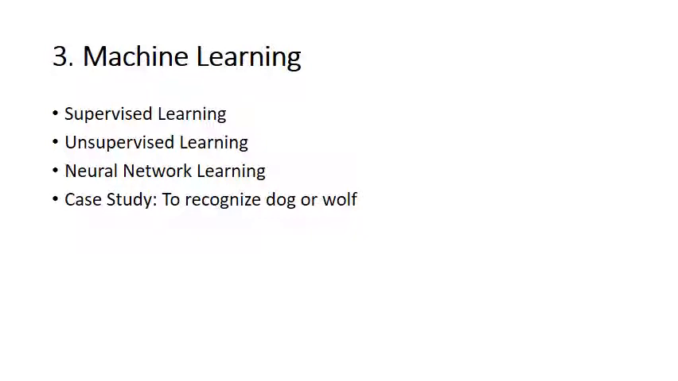If you see the case study of recognizing whether an animal is a dog or a wolf, you have to train the model first. First you have to see what the characteristics of a dog are, and train the neural network. Based on that, you give the image of either a dog or a wolf. Based on the learning in the network, it gives the result of whether the animal is a dog or a wolf.